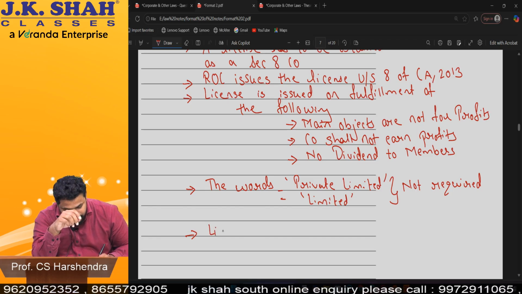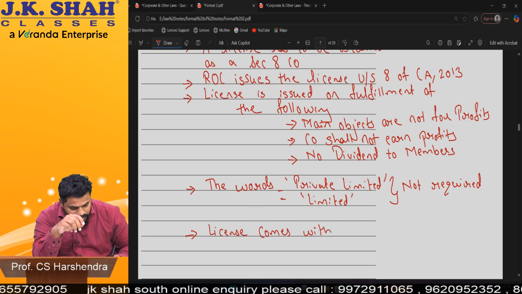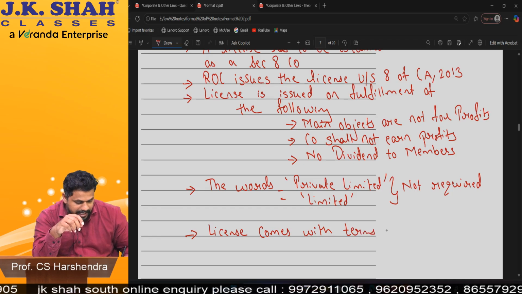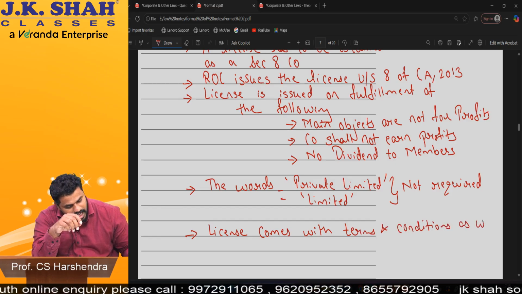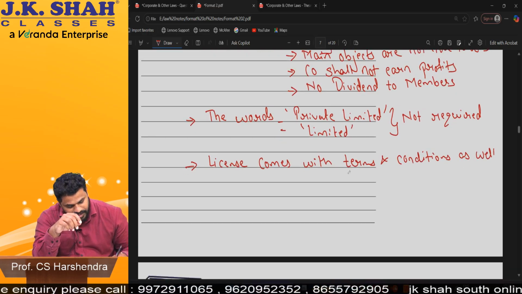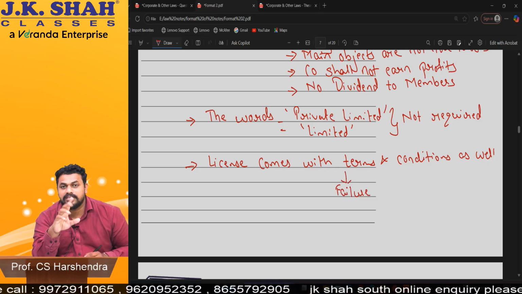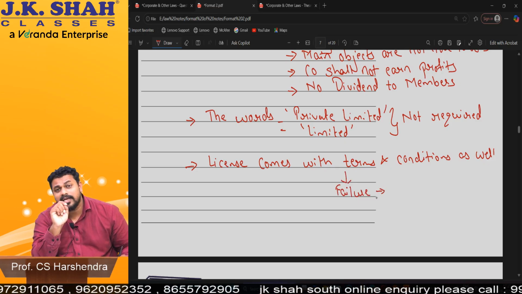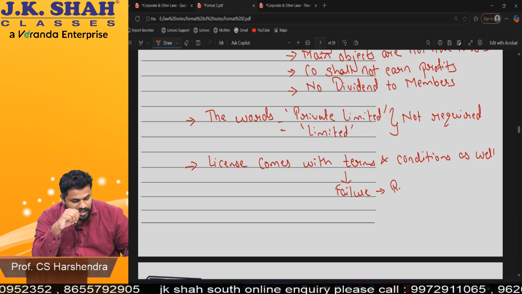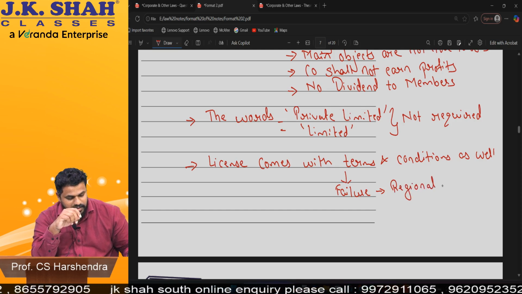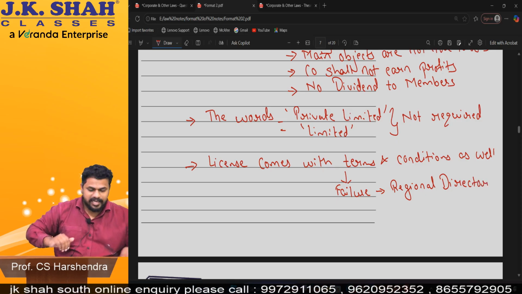So a license comes with terms and conditions also. If you do not fulfill the terms and conditions, if there is a failure to fulfill them, then beta, action will be taken against your company. Who will take the action? No, there is one person called the regional director. Now who's the regional director? I'll tell you.